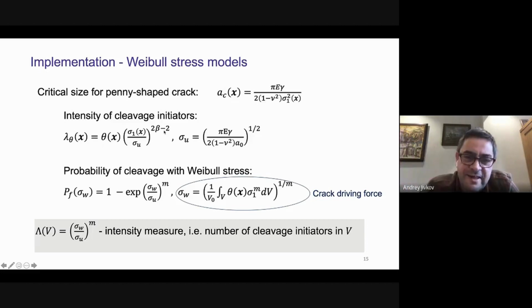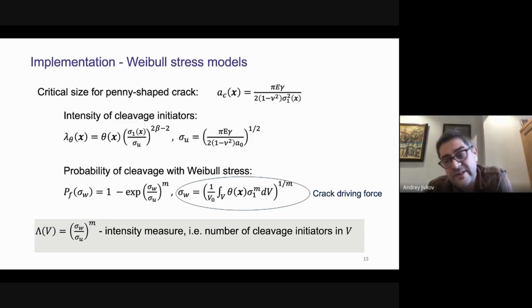You can do the maths, actually. There is some homework for you. Sigma u is a parameter that depends on the material properties as well as one of the parameters of the microcrack or particle size distribution. And if you plug everything into the statistical basis, you're going to end up with a probability of cleavage given by this equation: 1 minus the exponent of sigma w over sigma u to a power of m, where m is now 2 beta minus 2. And the sigma w is something that in the local approaches is called the crack driving force.